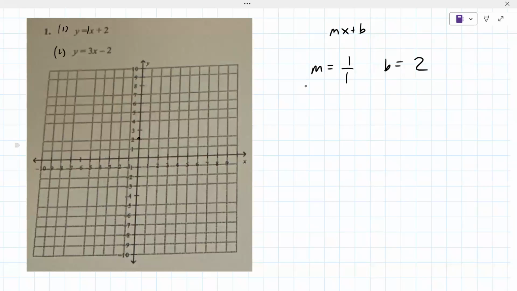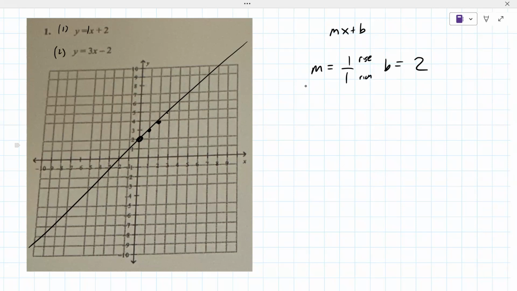2. So you always start at the b value, use the rise, and then the run is always to the right. So up 1/1, up 1/1. And if you have a ruler, a straight edge, which I don't, you could graph it like that.